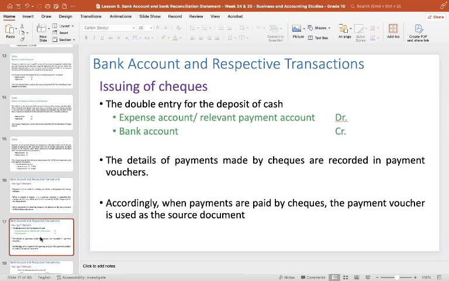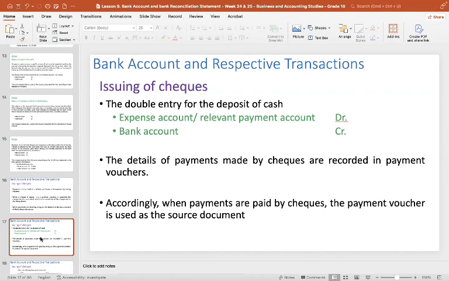Why? Now, as per the double entry principle we learned, when we are incurring an expense, as the expense of a business increases, we are putting a debit entry. Whereas when we issue a check, as we discussed earlier, the balance in the bank account decreases. The bank account is an asset account. If the balance of an asset account decreases, we are passing a credit entry. So bank account is credited.